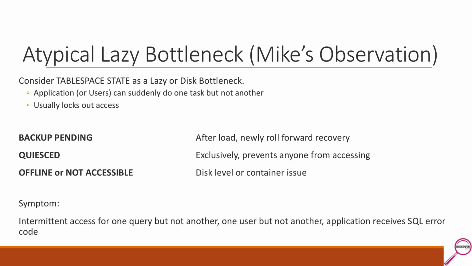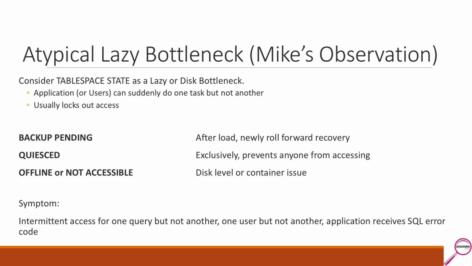Finally, something I consider an atypical lazy bottleneck would be the table space state. This is not anything preached by Steve Rees, but this is something that I personally watch out for because the behavior can be like a lazy bottleneck. And that is a case of why are we not pushing through as much as we normally would? But it's also a matter of we're getting intermittent response.